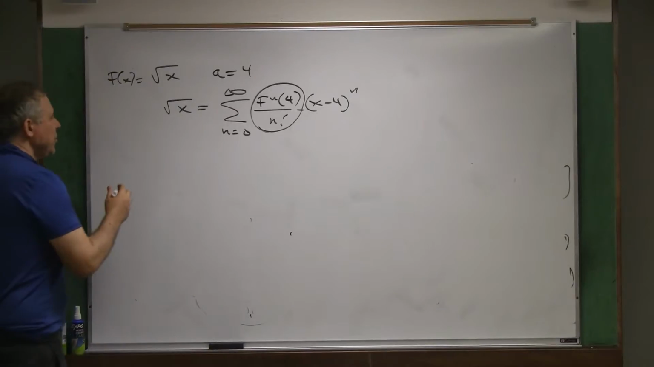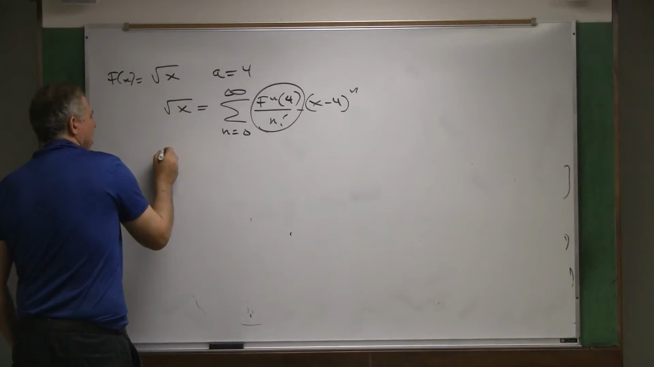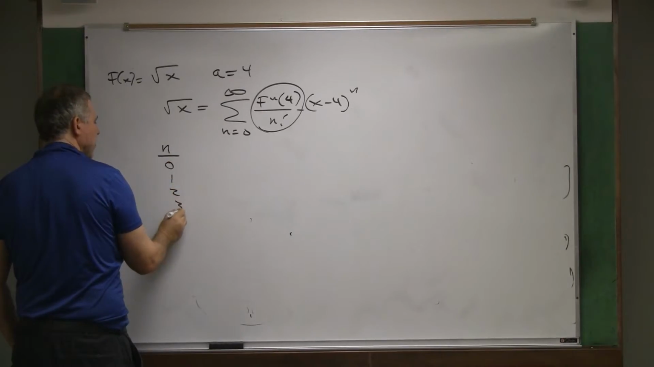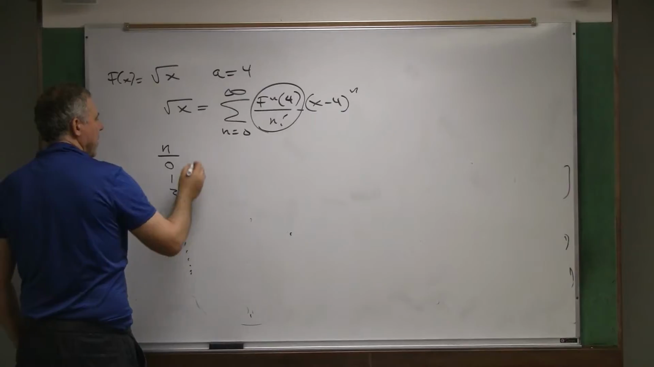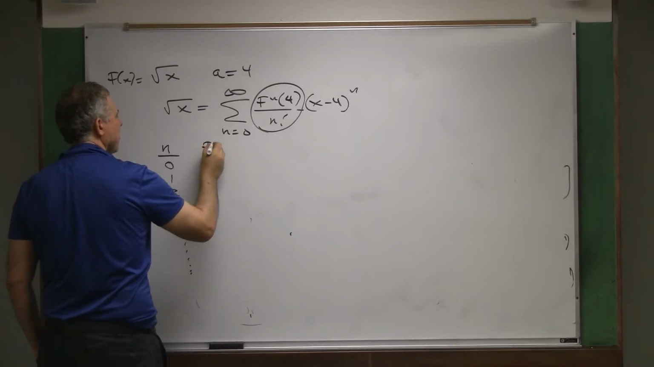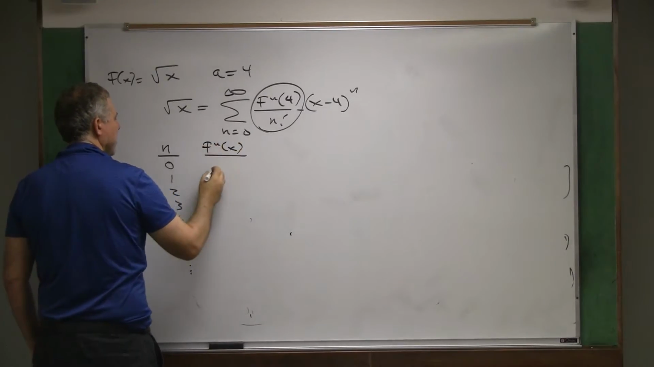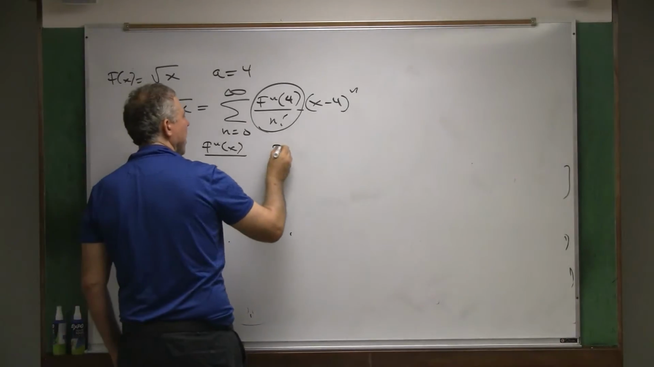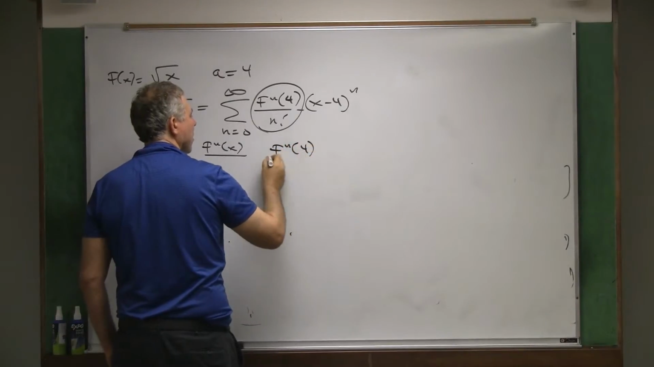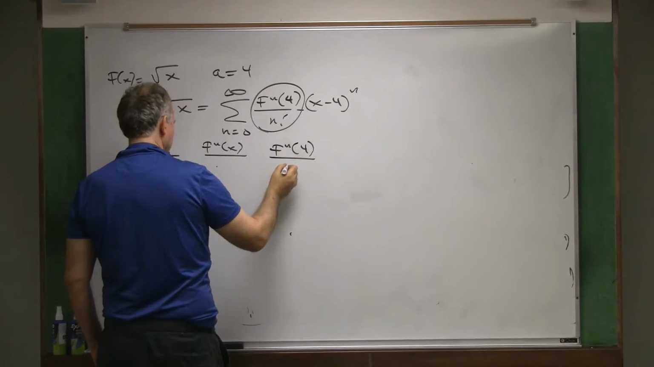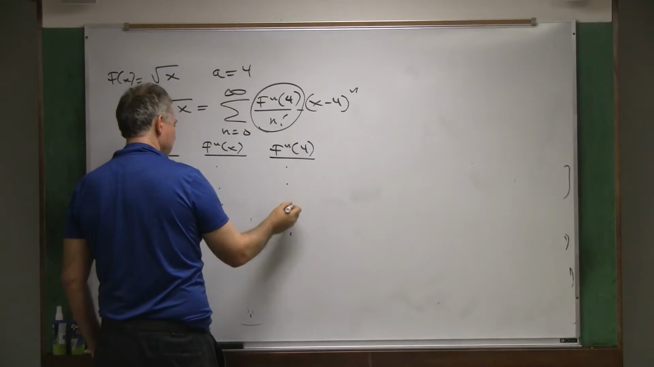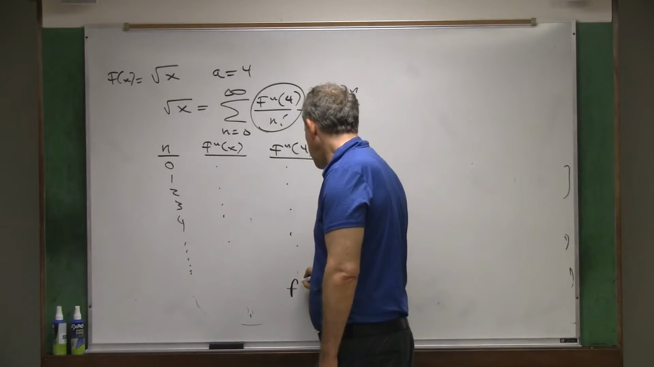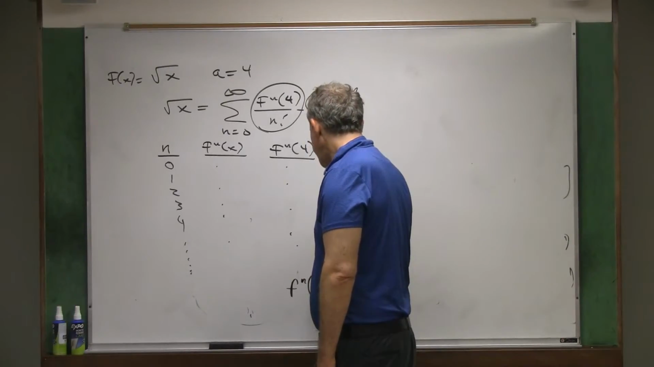So all I want you to do is write your 3 columns. In other words, here's your n, and you go 0, 1, 2, 3, 4, etc. And then here's your nth derivative of x, and you go etc., etc. And then here's your nth derivative at 4 column, and you go function, first derivative, second derivative, third derivative. And what you're trying to find is the general nth derivative at 4.